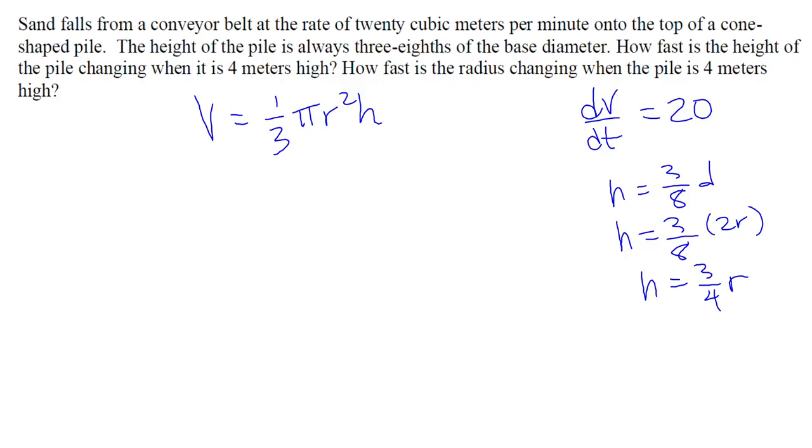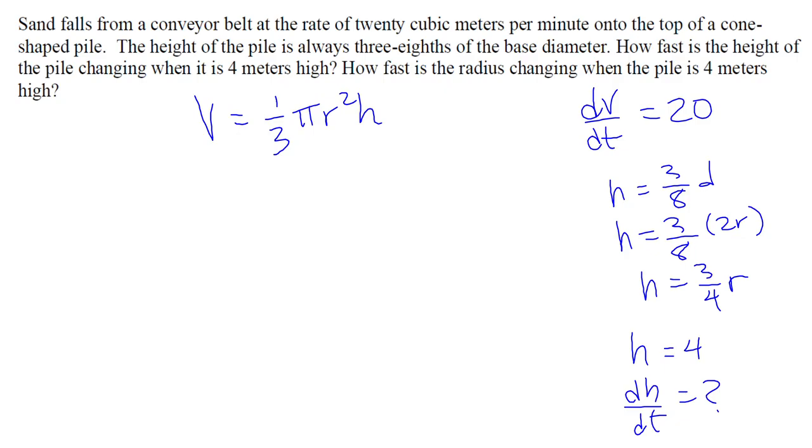When we plug this all in, we're going to recognize that the question's asking about when the height of the pile is 4 meters, right? And we want to know how fast the height is changing, so dh/dt. So we probably want to put everything in terms of h, since we're given an h. Then we're also asked about the radius changing, but we'll deal with that afterwards. So it's probably easier to do the rate of change of the height first.